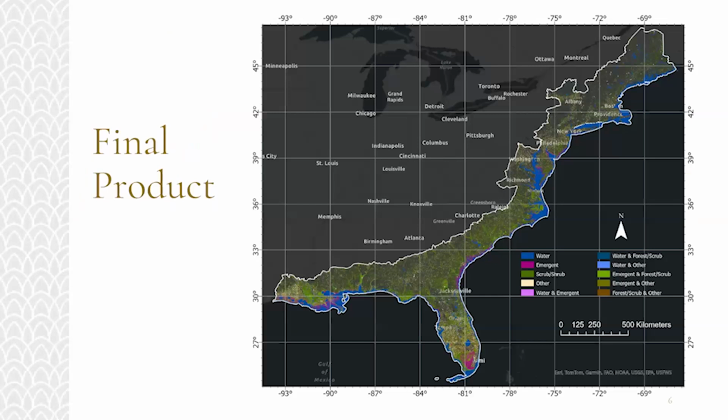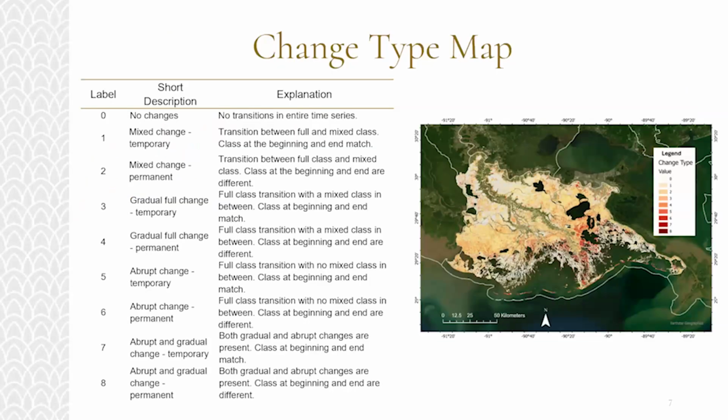So here's a quick snapshot of the final product. Along with this, we created a change type map. That's a categorical variable that shows severity of change and different types of changes. So looking at the full time series and analyzing it, distinguishing between mixed change, gradual, full, abrupt, temporary, permanent. It's kind of like a change heat map.